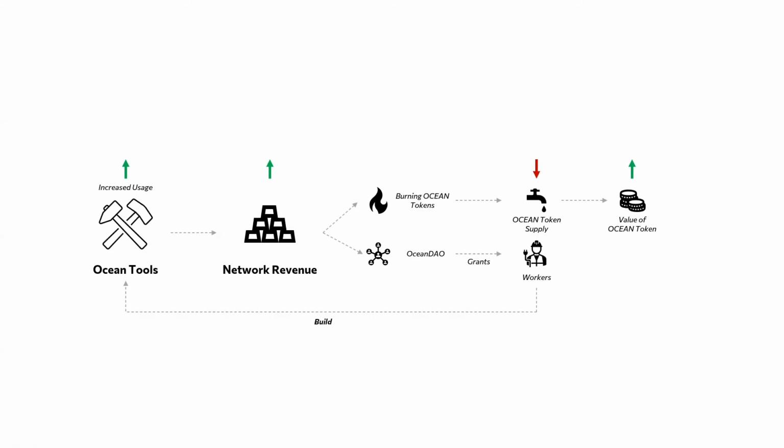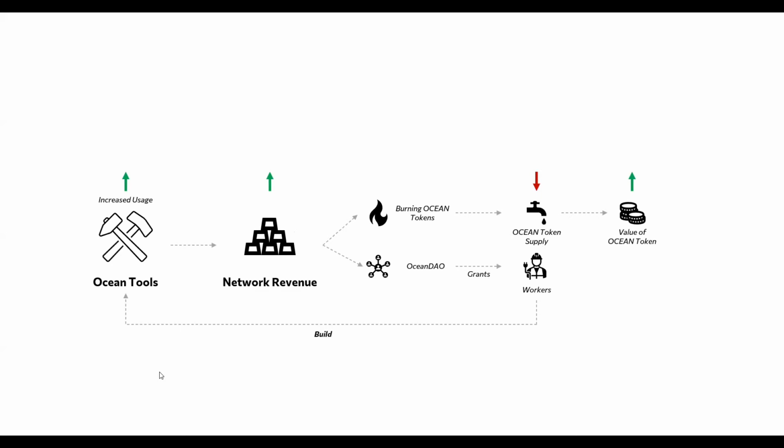Now, Ocean DAO gives grants to workers. Workers are people who build the value-added services on top of the Ocean data assets. They build these Ocean tools, which increases the network revenue, and then you get the same cycle over and over again. Right? So that's essentially the way that Ocean is supposed to accrue value. The Ocean token is supposed to accrue value, and the network revenue is supposed to be generated.